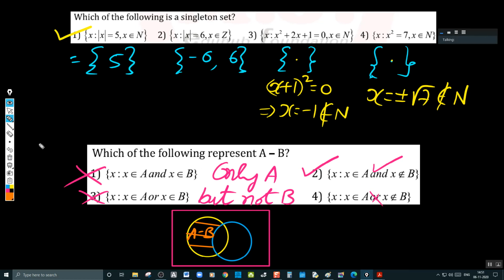Yes, hello, sir. Sir, that OR and AND, I didn't get that difference. OR means either A or even the elements that do not belong to B, meaning outside elements will also come.